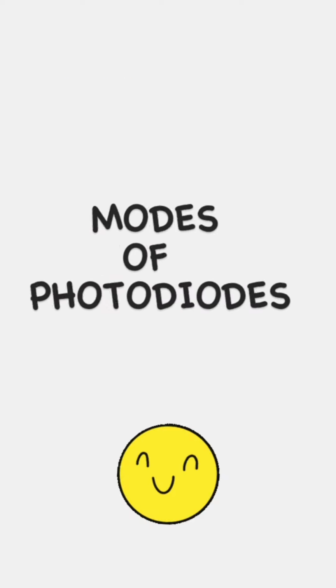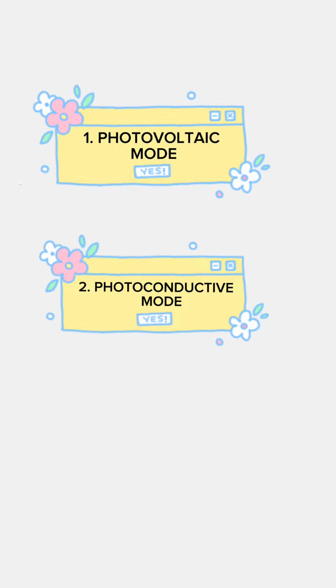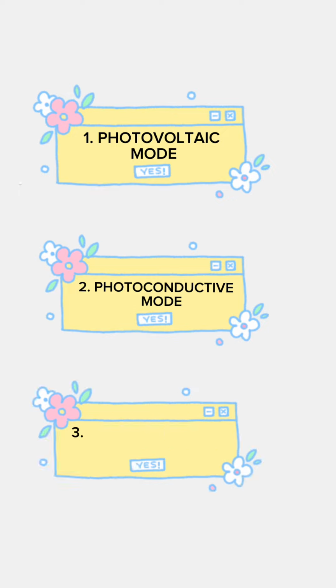Now, let us look at some modes of photodiodes. A photodiode can operate in the following three modes. They are: 1. Photovoltaic mode 2. Photoconductive mode 3. Avalanche diode mode.